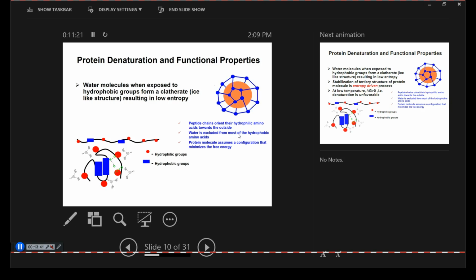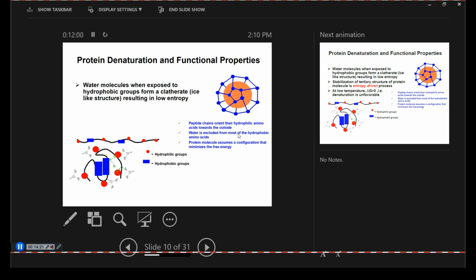That is at native or normal conditions, no processing, no heat treatment at this point, or any denaturing agent. So water is excluded, as we say, from the interior. It forms structures around the protein, stabilizing the protein and reducing the entropy. The more water-protein interaction you have on the surface, the more stable the protein is. Anything that will destabilize protein-water interactions will cause faster denaturation of the protein.